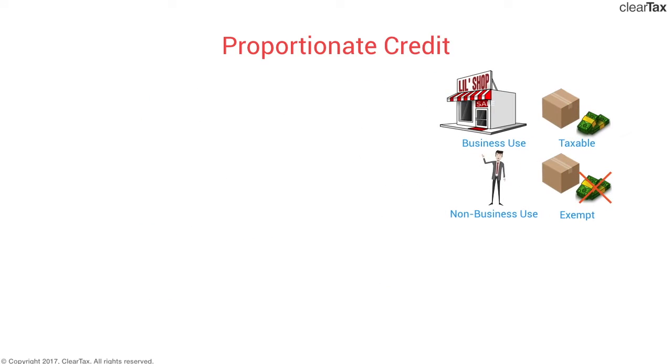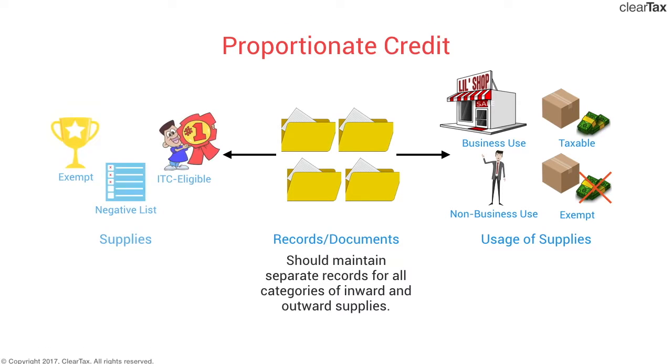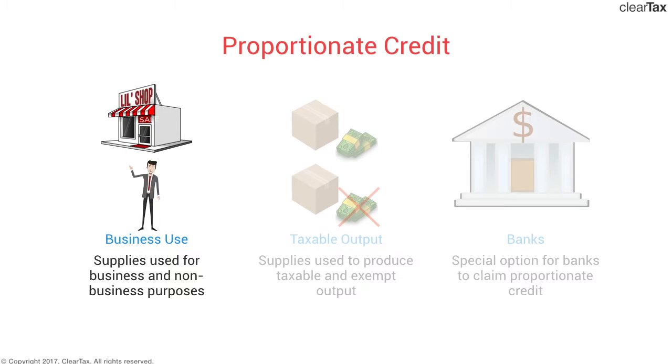Remember the first point before we started discussing proportionate credit relating to maintaining separate documents. The business will have to maintain separate records for all categories of inward and outward supply and track where all the inward supplies are used. This is very important to follow the provisions under proportionate credit.